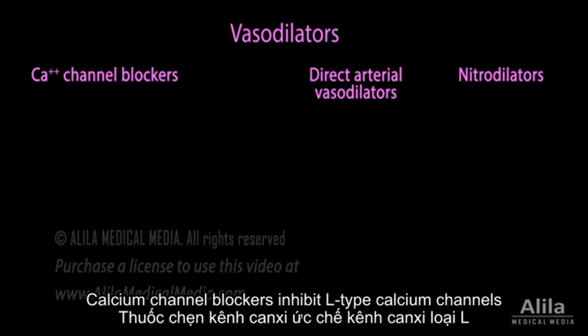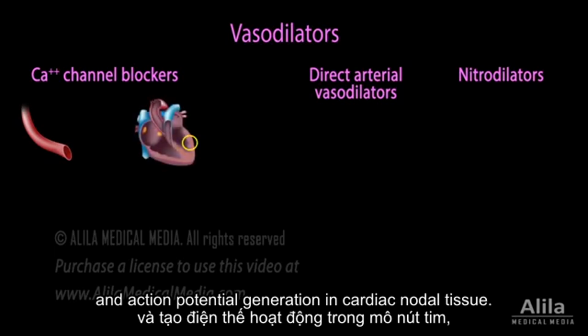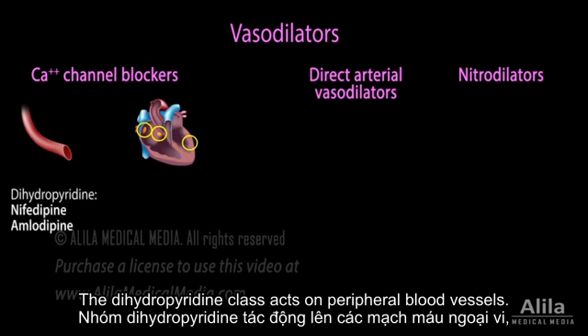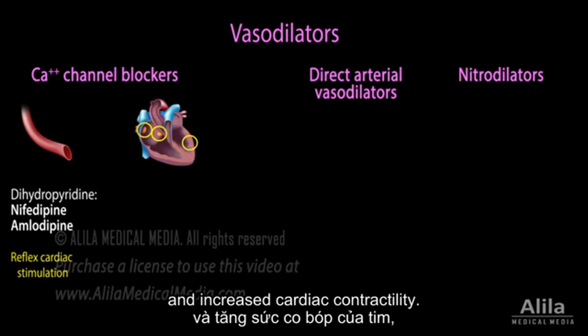Calcium channel blockers inhibit L-type calcium channels that are responsible for smooth muscle contraction, cardiac myocyte contraction, and action potential generation in cardiac nodal tissue. The dihydropyridine class acts on peripheral blood vessels. They are powerful vasodilators, but their action can lead to reflex tachycardia and increased cardiac contractility.